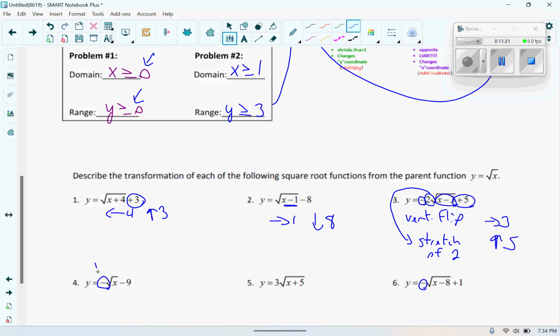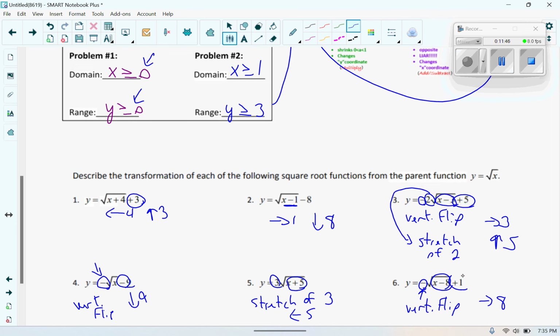Okay, again, on number 4, that's a vertical flip. And then that, I'm going to say down 9. Here's a number out in front, so I'm going to say stretch of 3. And then here, I'm going to say left 5. This is another vertical flip. And then this is right 8 and up 1.